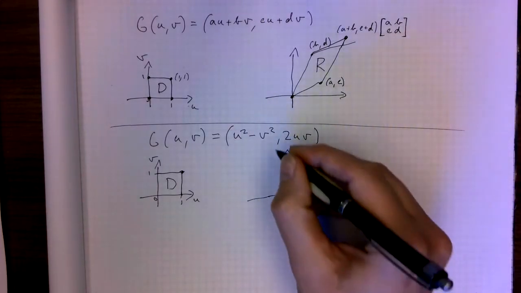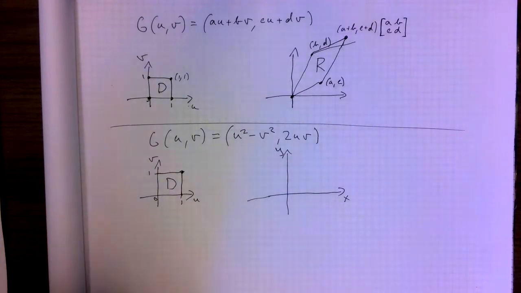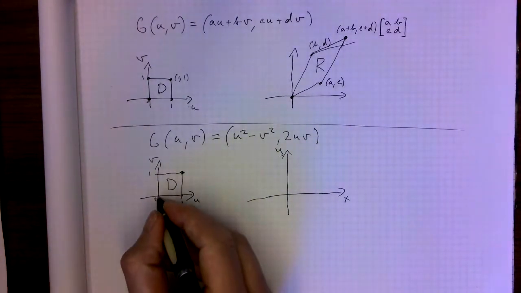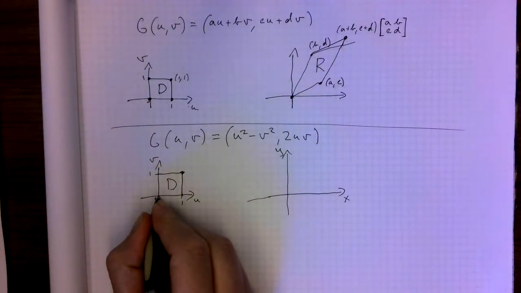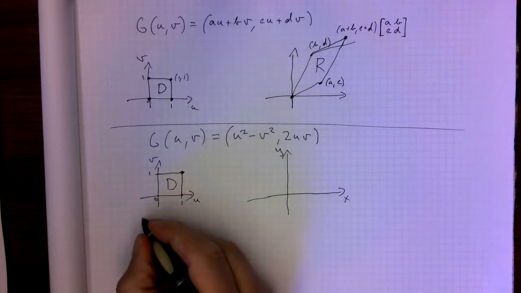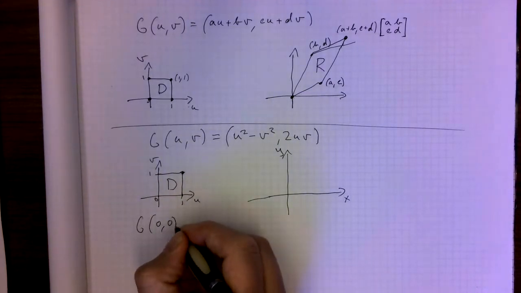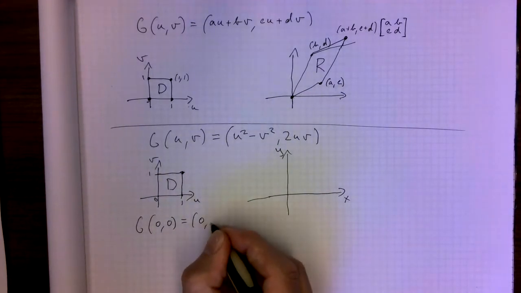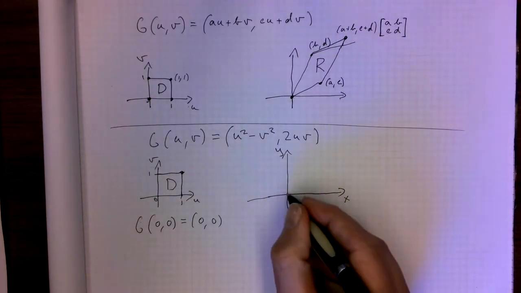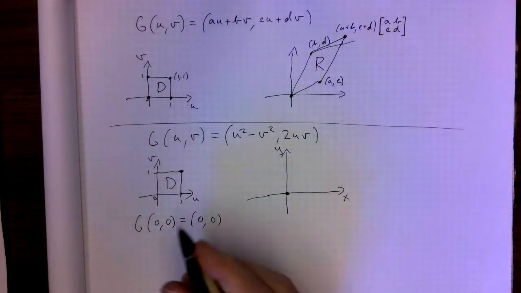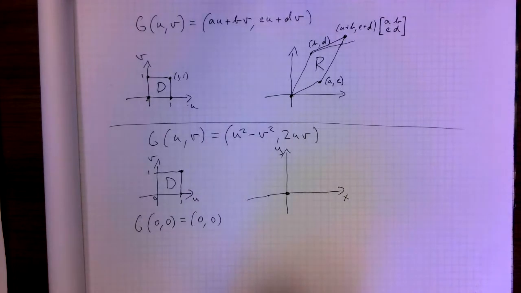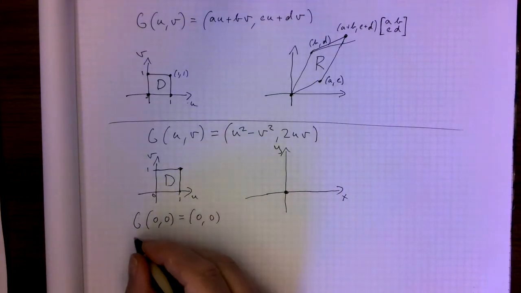So this is X, Y. Well, let's start plugging in 0, 0. Where does it go? Well, if I plug in 0, 0, G of 0, 0 is, well, 0, 0, right? So this point goes to here. What about the other point?